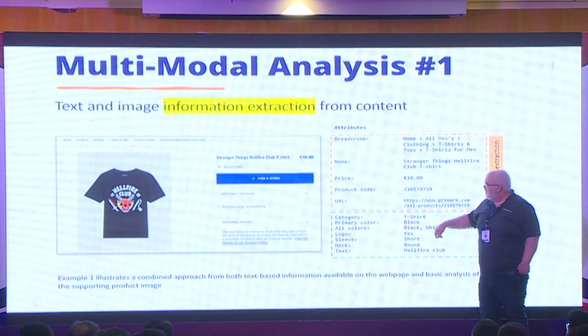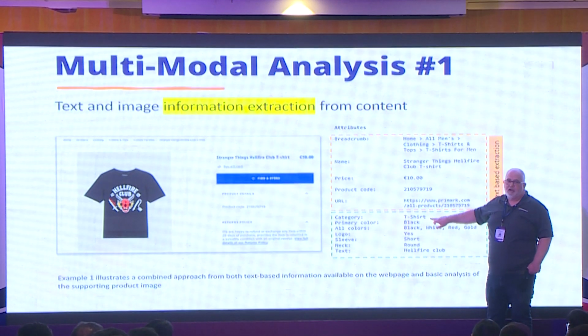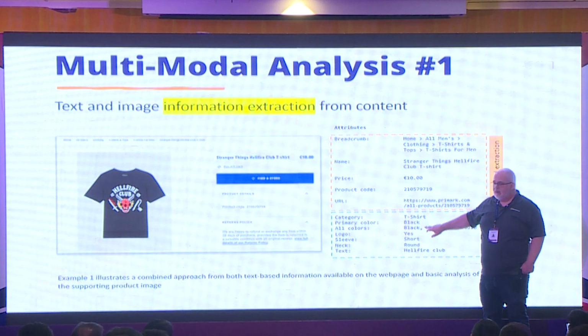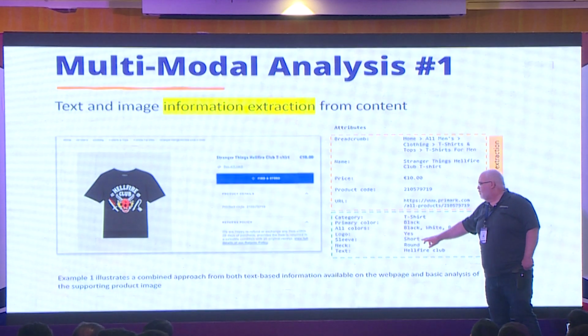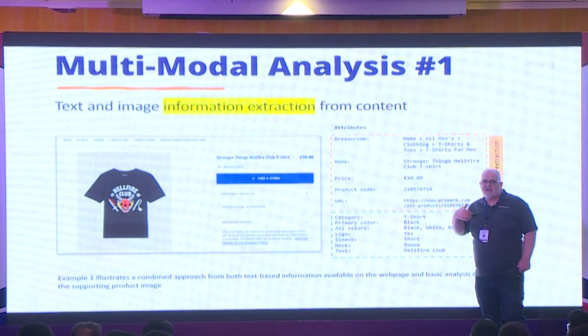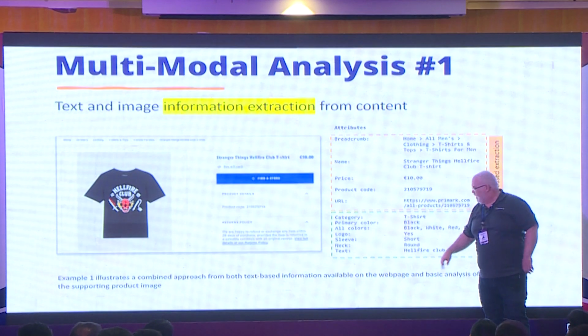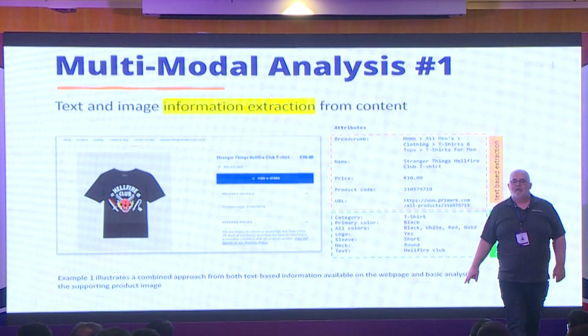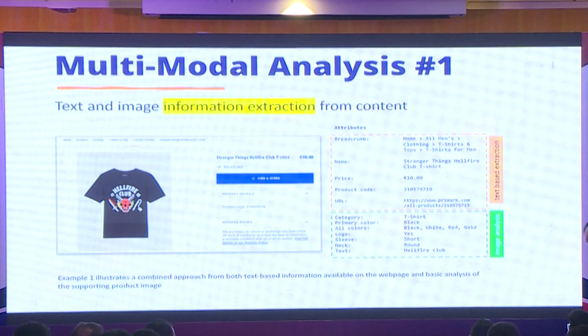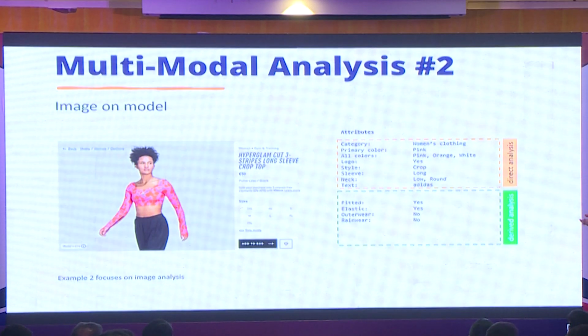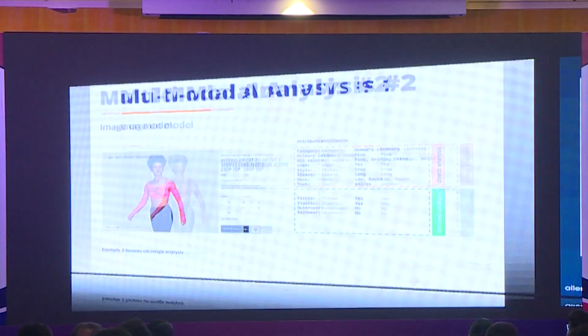We can look at the image and we can say, oh, that's a category t-shirt. It is a black color, right? It's got short sleeve, and on the text, because we extract the text, remember, it says Hellfire Club, okay? So there's a lot of things that we can do with simple APIs to get this. I'm going to skip over this one and go to the next one.